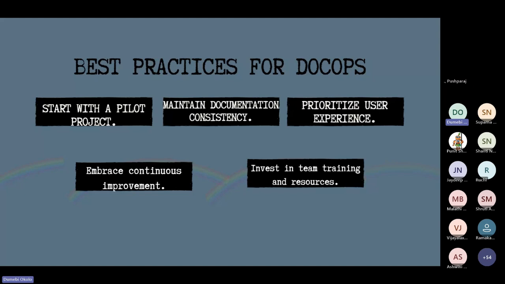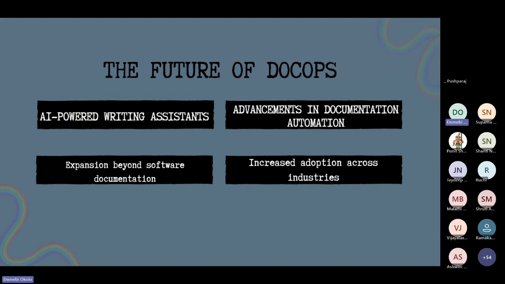Embrace continuous improvement and invest in team training and resources, because some of these products require some learning curve to get used to them. So it's okay for you to allow your docs team to practice these things, to learn these things, especially like I said, in a pilot project, so that they get used to it, and then it becomes an organizational standard to include DocOps. Then we have the future of DocOps, AI-powered writing assistants very soon.